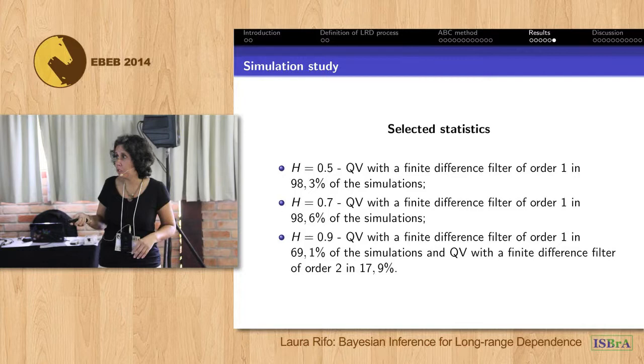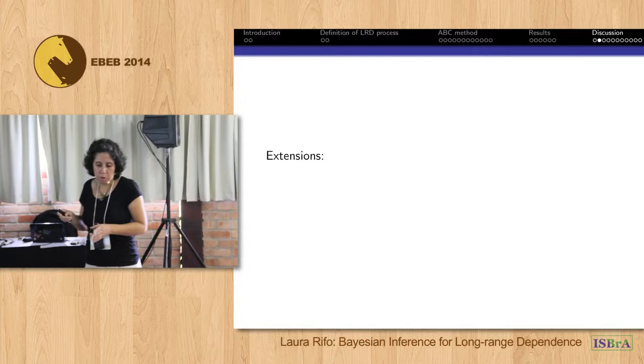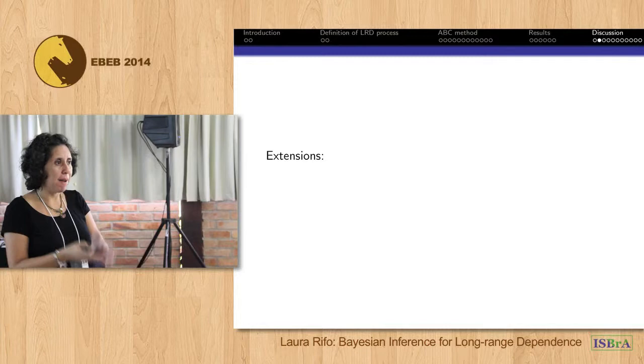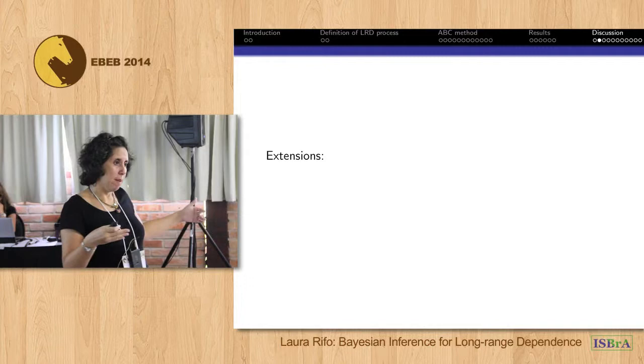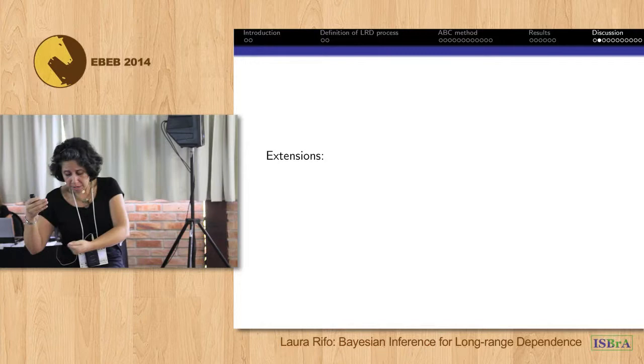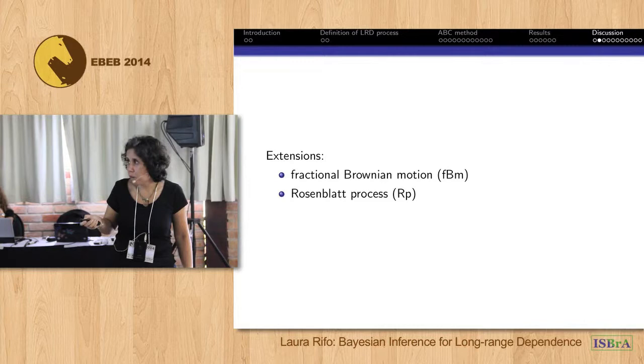Some extensions of this, this was the first step of our work, how to study the memory index for a binary process. Then we want to know how that performs for the fractional Brownian motion, that is a well-known process for long memory, and then for the Rosenblatt process, that is the simplest process for long memory and non-Gaussian. So we did some extensions for the fractional Brownian motion and the Rosenblatt process.